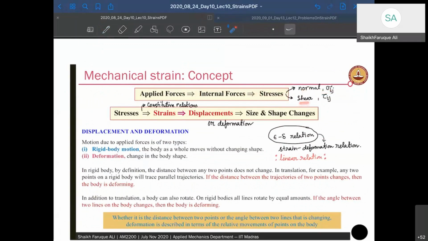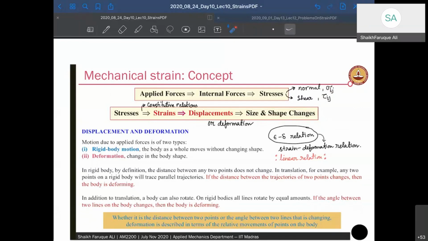Normal stress is given by sigma ij, and shear stress is given by tau ij, right? We learned all those things in our last classes. Now, as I said, we cannot visualize stresses, right? What we can visualize is the deformation within the body, the change in shape and size of the body. This is what we can visualize.